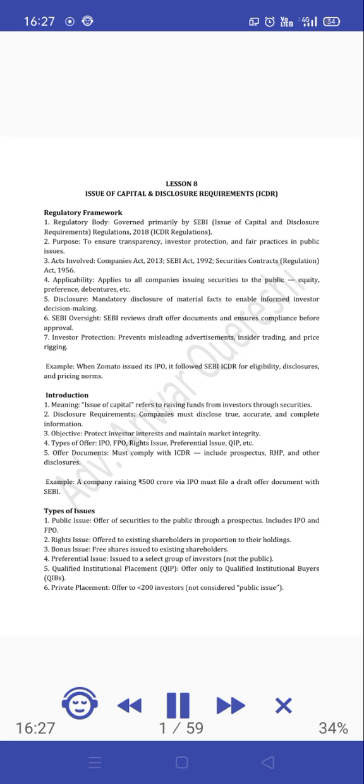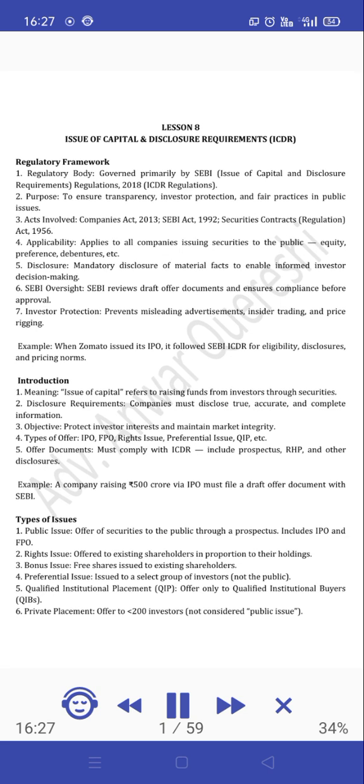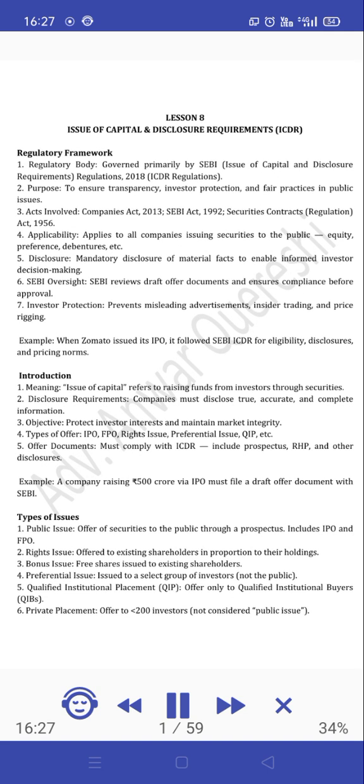Lesson 8. Issue of Capital and Disclosure Requirements, ICDR. Regulatory Framework. 1. Regulatory Body. Governed primarily by SEBI Issue of Capital and Disclosure Requirements Regulations, 2018, the ICDR Regulations. 2. Purpose. To ensure transparency, investor protection, and fair practices in public issues.